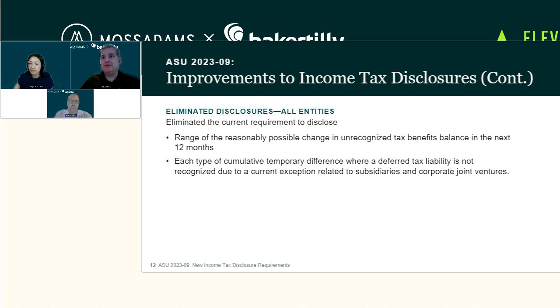And then the main point of importance is where you do not record a deferred tax liability because of the indefinite reversal criteria, the current standard remains, which is if you can reasonably estimate that amount, if it's practicable to estimate, you would disclose it. So that still is a requirement, but again, the existing rule is if it's not practical to calculate the DTL, you don't need to disclose it.